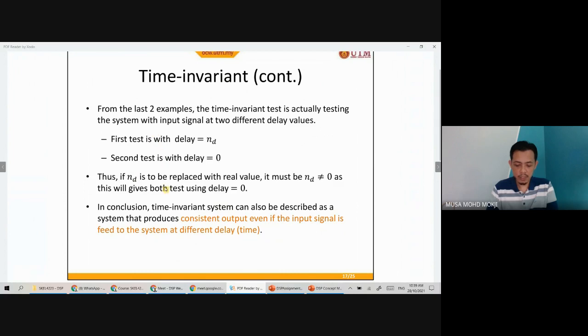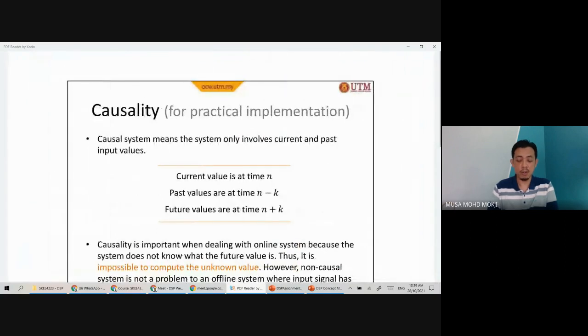So I'm just going to read this from the last two examples. The time invariant test is actually testing the system with an input signal at two different delay values. First test with delay nd, second test with delay 0. This is from the previous example. So in conclusion, a time invariant system can also be described as a system that produces consistent outputs even if the input signal is fed to the system at a different delay or at a different time. That one is very, very important, because we do not know when we are recording some signal.